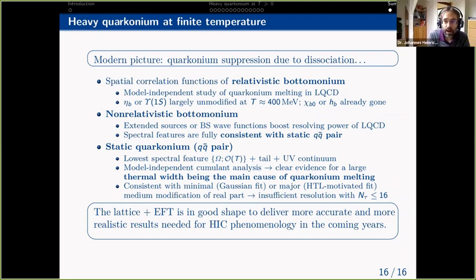And these calculations are being improved over the next years. And so in 5 to 10 years, we hope to really have first principles answers for these questions. Thank you.